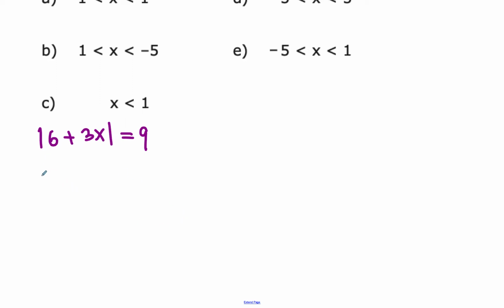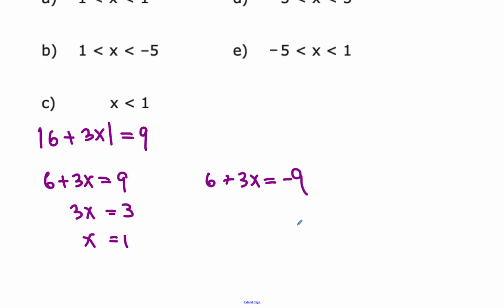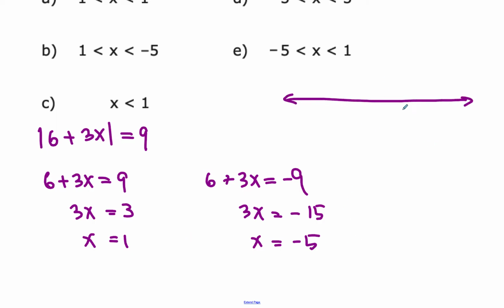Then first, we can say 6 plus 3x can be equal to 9, or 6 plus 3x can be equal to negative 9. We're going to solve for both of them. Subtracting 6, so we get 3x equals 3, and x equals 1. Here, subtracting 6, so 3x equals negative 15, and x equals negative 5. So we have these two values. Now, negative 5, and then 1.